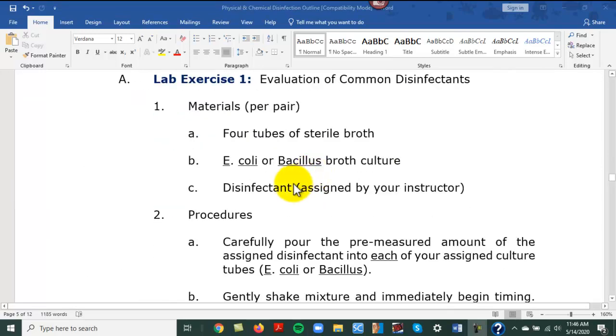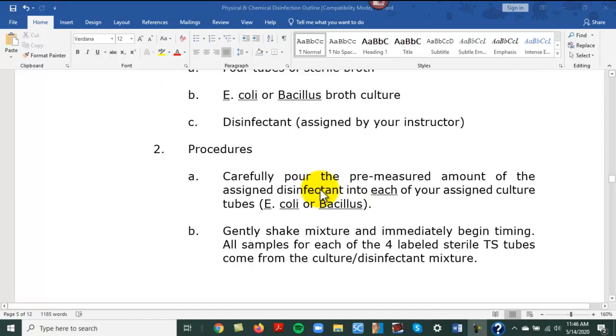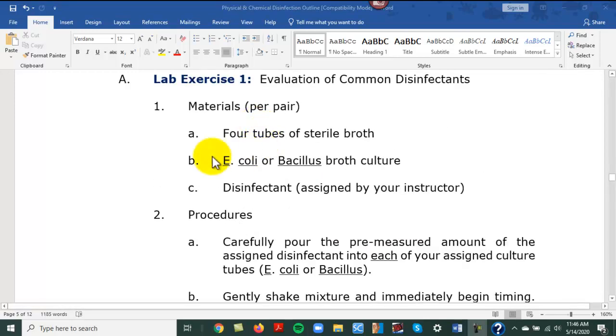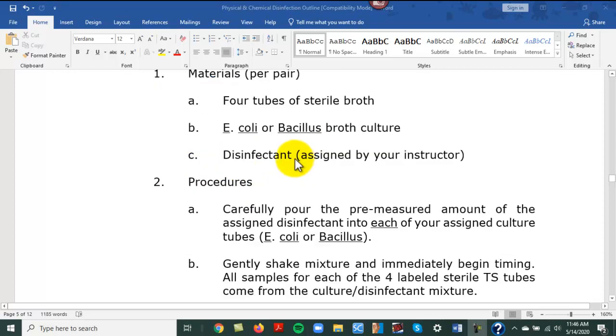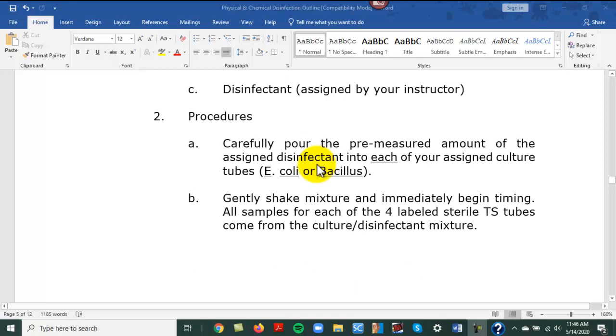So what you would do is figure out what kind of disinfectant to use, and that was always kind of fun. You would then pour the disinfectant into the culture, and then you start a timer. This whole thing is going to take 15 minutes. So 2 people will be doing E. coli, 2 would be doing bacillus. The whole entire experiment takes 15 minutes.